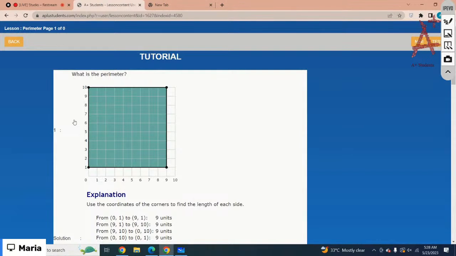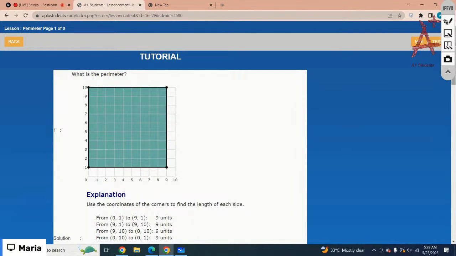You have to calculate the parameter. So for the parameter, basically you have to use the coordinates of the corner to find the length of each side. You have to calculate the length of each side. Either you can calculate them by counting like this: 1, 2, 3, 4, 5, 6, 7, 8, 9. For the parameter, you have to add up all the side lengths.